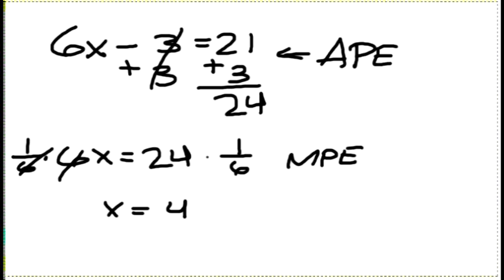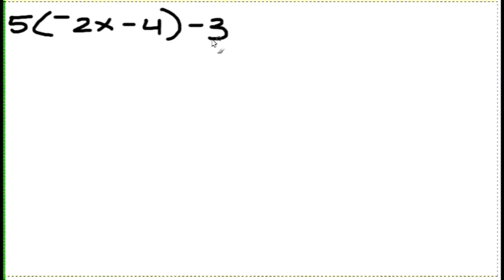Okay, and now we are going to move on to something a little bit more complicated. So we are going to do one with a little bit more steps. So this one is going to be 5 times (negative 2x minus 4) minus 3 times (4x plus 5) is equal to 97.